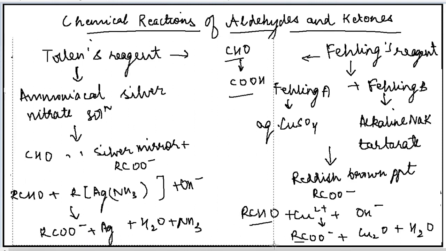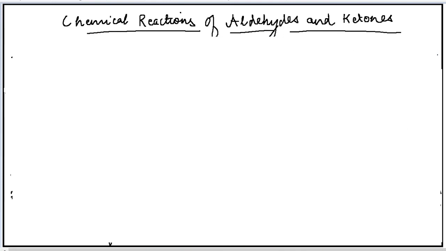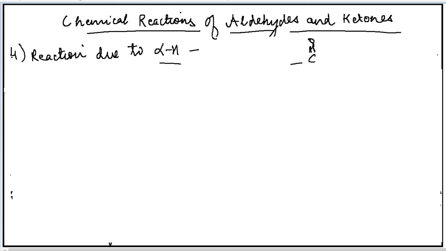The next reaction is the reaction due to the presence of alpha hydrogen. What is meant by alpha hydrogen? Alpha hydrogen is the hydrogen that is present on the alpha carbon. What is meant by alpha carbon? Alpha carbon means the carbon which is present next to the carbonyl group.